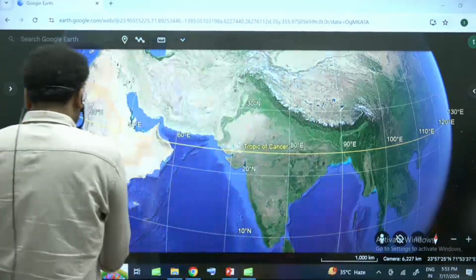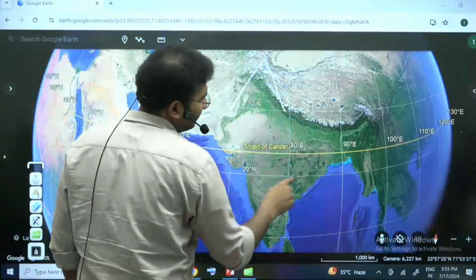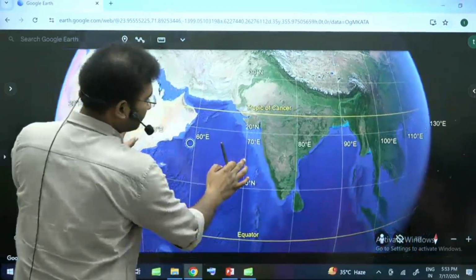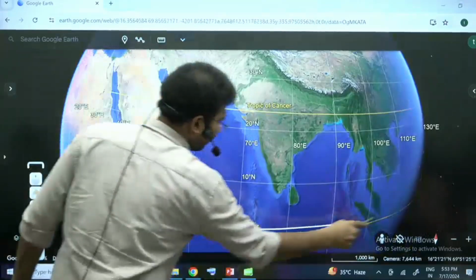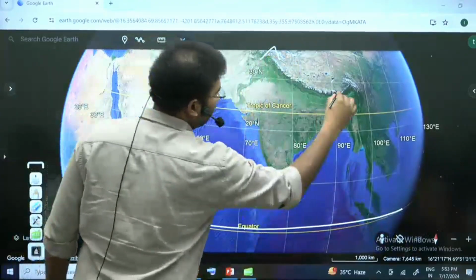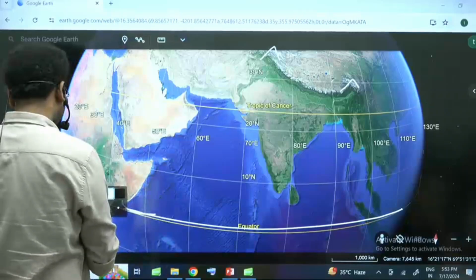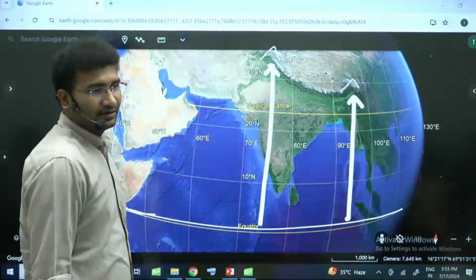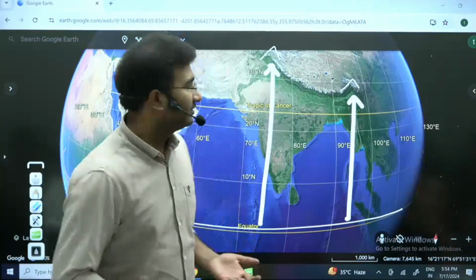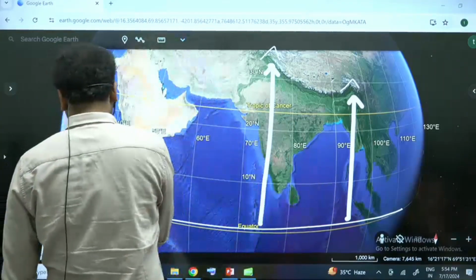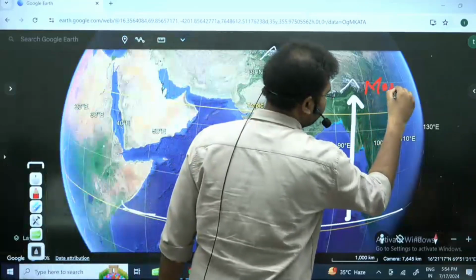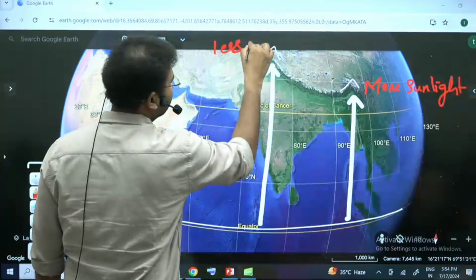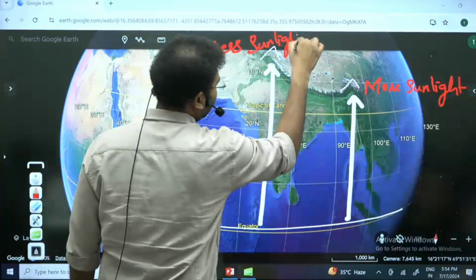Likewise, look, you have a mountain here, you also have a mountain here. If suppose this is your equator, right? This is the Western Himalayas, this is Eastern Himalayas. Now you tell me, who is present near to the equator? Now who will receive more sunlight? That means Eastern Himalayas are receiving more sunlight. Here, less sunlight. Right?